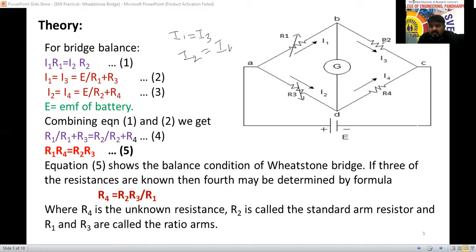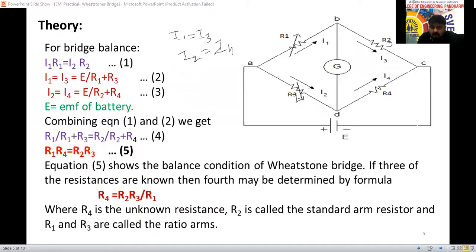Actually, they have made one mistake here now. This one they have to consider as R3 and this one they have to consider as R2. Then it will become easy. The current flowing through R2 is I2, like that. Okay, whatever it may be, both are the same, you can consider either.